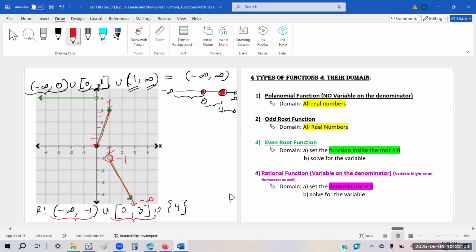And then it jumps again, so we have a gap. From 3 to 4, there is no Y value. And then when it reaches the Y value, it doesn't go up anymore. So we stop at 4. So we have a single set for the last piece. And now we cannot combine this range, because we have no Y value from negative 1 to 0, and we don't have any Y value from 3 to 4. Since we skip some Y values, we cannot combine them. So we leave them as they are.